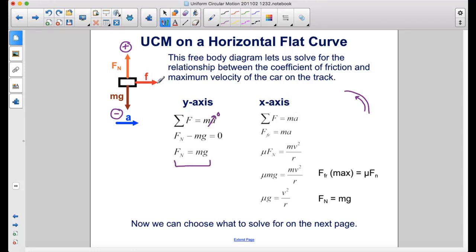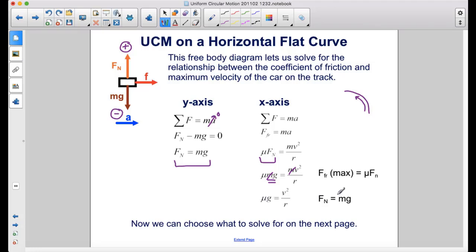We have only one force in the x-axis, and that is static friction. So static friction equals ma. We can replace static friction with the formula for friction, which is mu Fn, the coefficient of static friction times the normal force, and we can replace a with v squared over r, since we're driving in a circle and we have centripetal acceleration. We solved for the normal force, it's mg, so we can plug that in for the normal force. And then we can cancel out those m's, giving us mu g equals v squared over r.